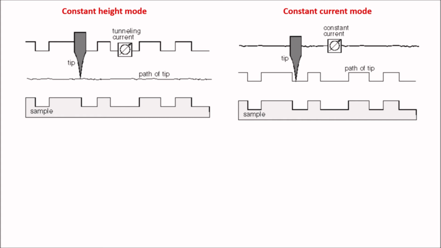The constant height mode is faster because the system doesn't have to move the scanner up and down, but it provides useful information only for relatively smooth surfaces. The constant current mode can measure irregular surfaces with high precision, but the measurement takes more time.